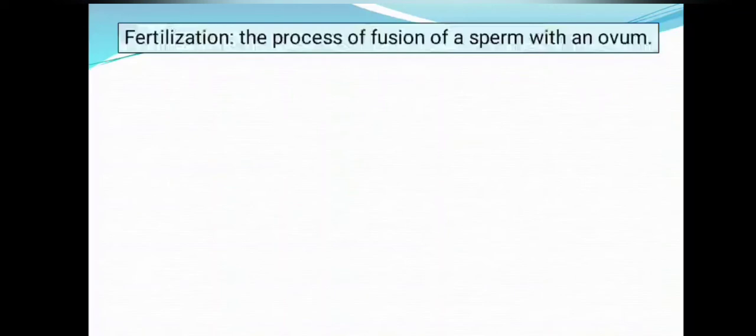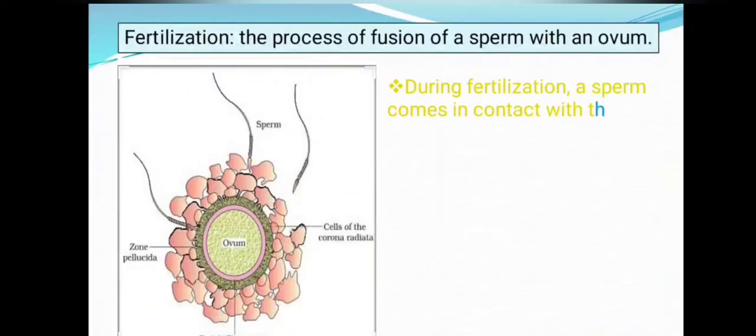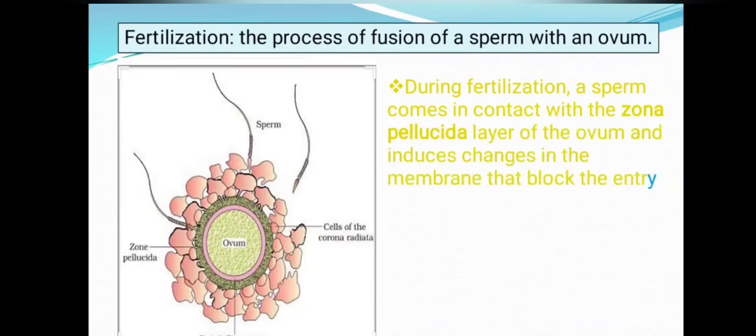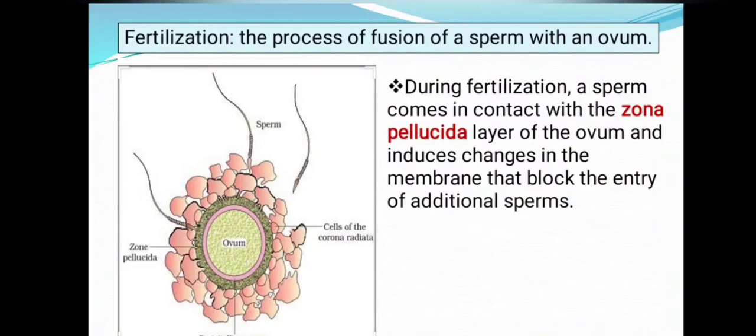After the release of gametes into the fallopian tube, now the process of fertilization takes place. Fertilization is the process of fusion of sperm with an ovum. So during fertilization, a sperm comes in contact with the Zona pellucida layer of the ovum, which is the middle layer of the ovum, and induces changes in the membrane that block the entry of additional sperms. When one sperm reaches the Zona pellucida, it will bind to it because of the receptors which help in binding of sperm to the Zona pellucida layer.